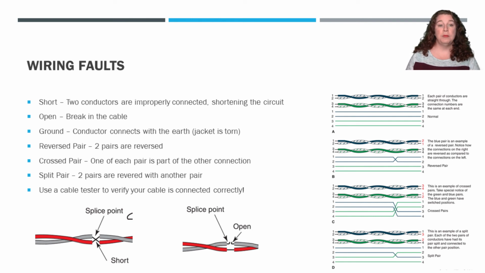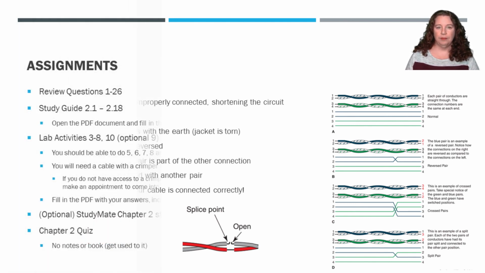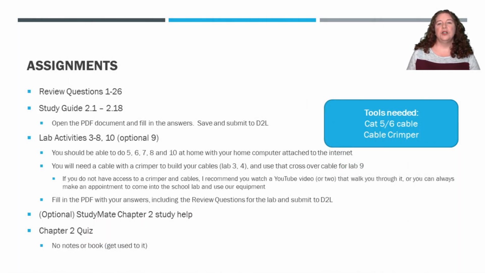Now, if you meant to make a crossed pair, then that's fine. But if you intended it for it to be straight through and it isn't, this is what's going to happen. There is an item called a cable tester. So you have a cable tester and you attach both ends of the cable and it'll tell you if the cables are designed correctly.